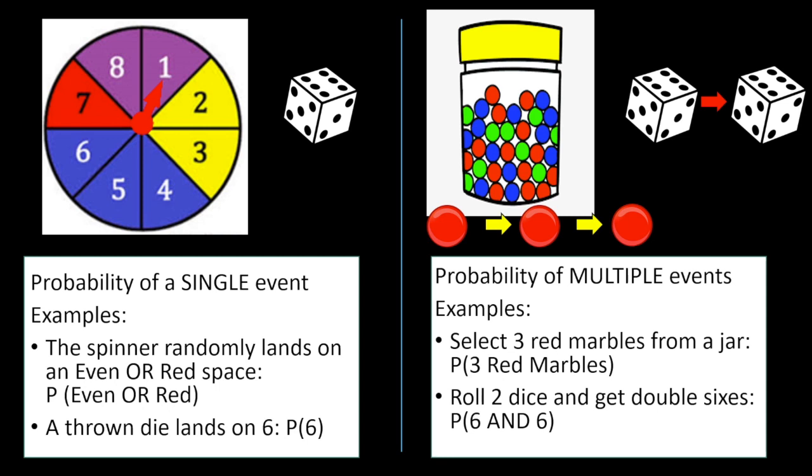Now what we're talking about are compound events. So we're talking about the probability of multiple events occurring. So it would be one thing and then another thing followed by another thing. So there's an order involved.